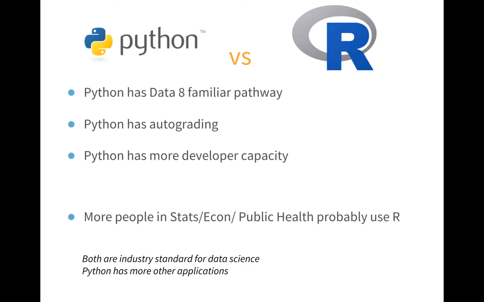Python has more developers behind it, and because we have students coming out of Data 8 who can help build notebooks, we have more capacity. We don't have students coming out with our experience, so we have fewer people to build our notebooks. We want to build that capacity. There are probably more econ professors using R than Python for stats, for sure. They're both industry standard for data science. Python generally has other things that it does besides data science.